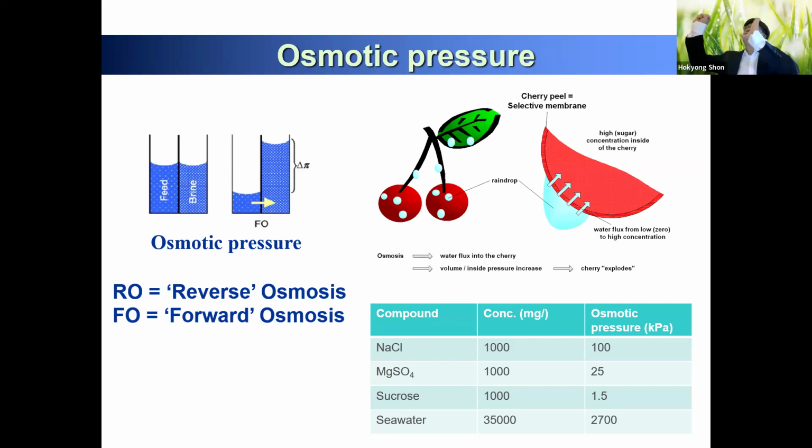So, okay, you pressurize your seawater to 27 bar, which means you are still the same as the osmotic pressure of seawater. So you cannot separate your water molecules because the osmotic pressure and applied pressure are equal. But if you pressurize to 60 bar or 70 bar, you have double the osmotic pressure. That's why you can push beyond the osmotic pressure, and then you can separate your water molecules and salt.